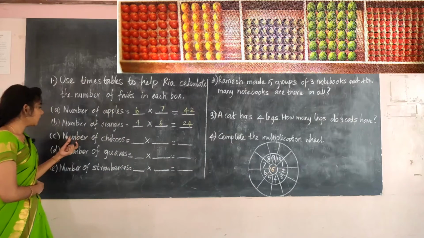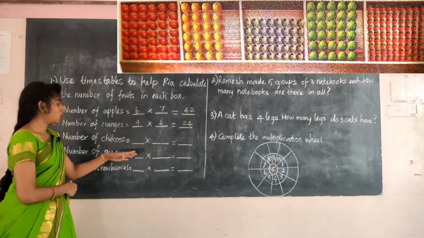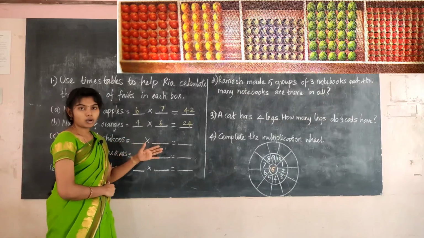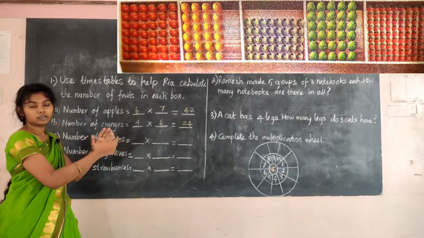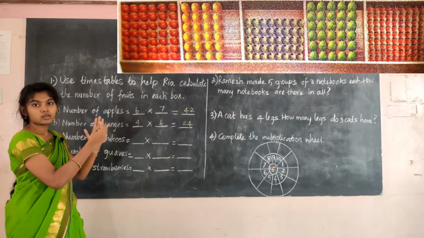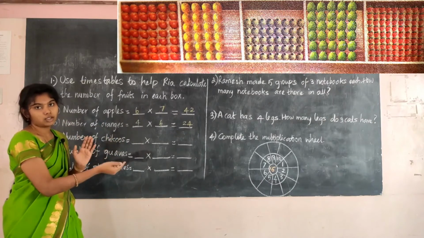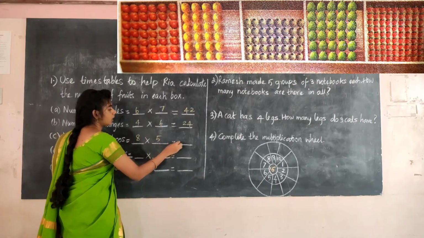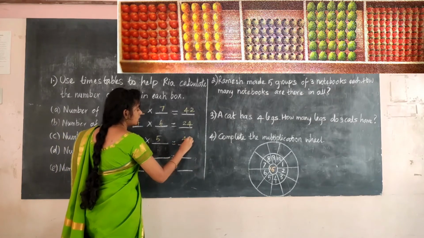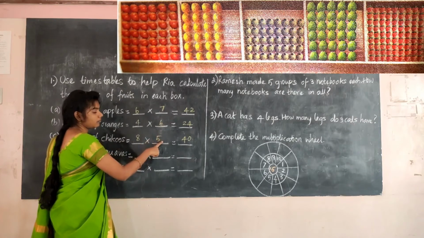And now number of chikoos. Here you are going to calculate this fruit. See the box, how many fruits are there? 8 and 5. See the rows and columns. So 8 and 5. How will you write that? 8 cross 5 or 5 cross 8 you can write. So I am writing 8 5s are 40. Here we use the 5th table.